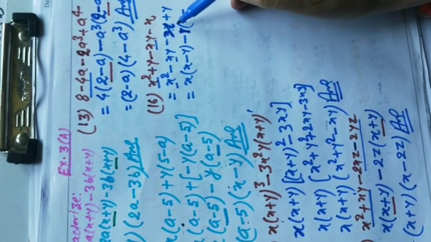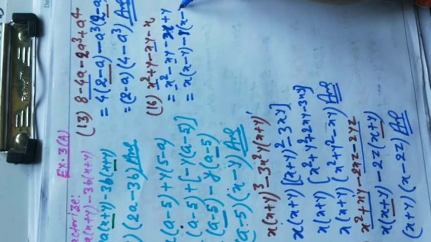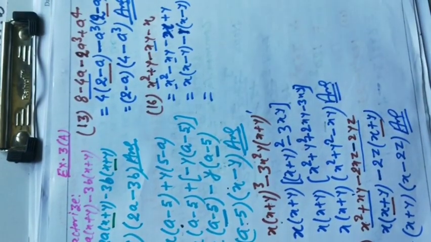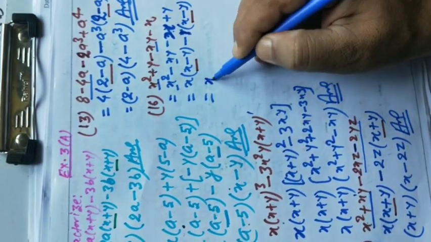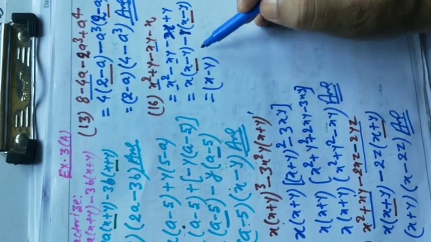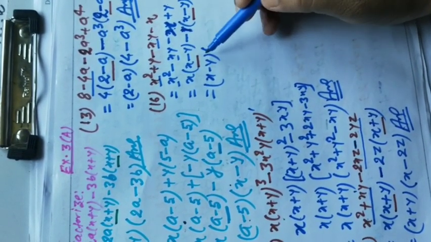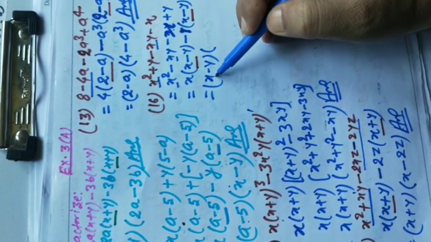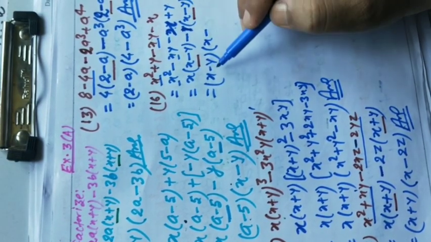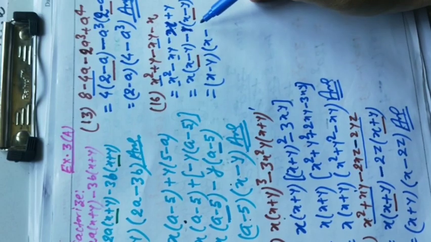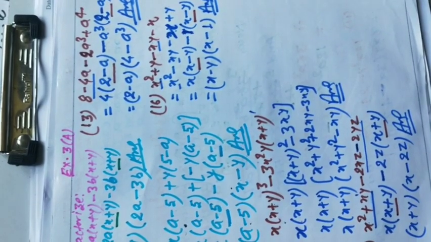So 1 will be common. So x divided by 1 will be x, and y divided by 1 will be y. Now x minus y is common. x minus y is common, then you have to put the bracket. Now after dividing, x into x minus y by x minus y will cancel, x will be left, and this x minus y will cancel with this x minus y, then 1 will be left here. So this is the factorization of question number 16.